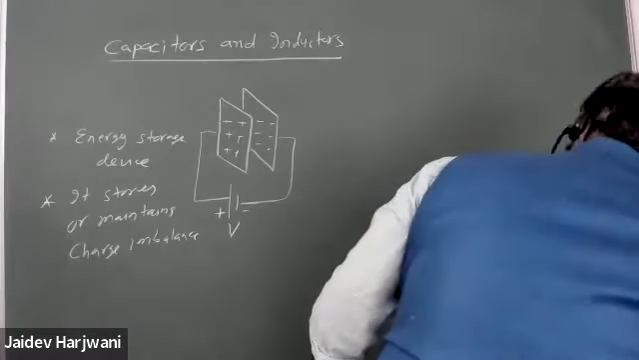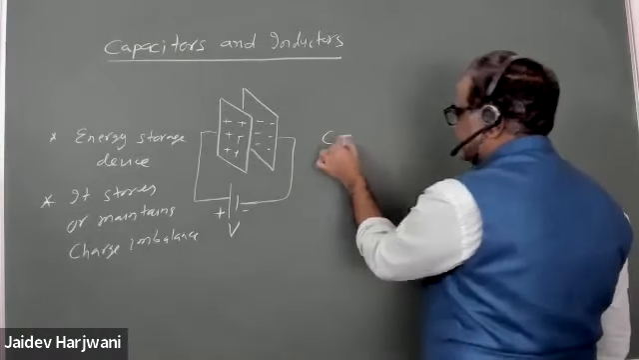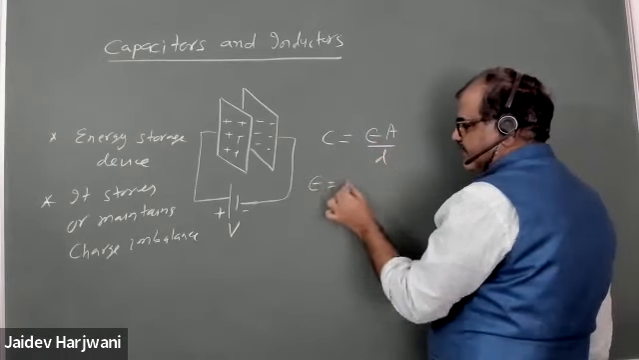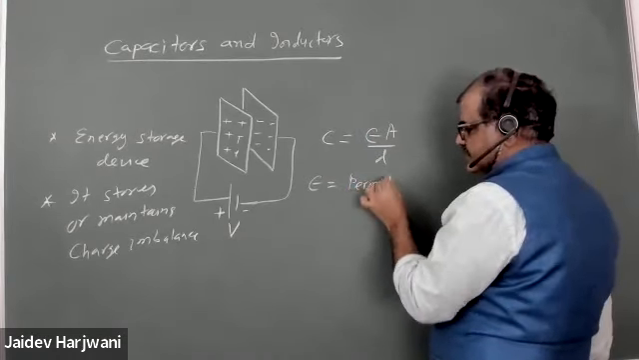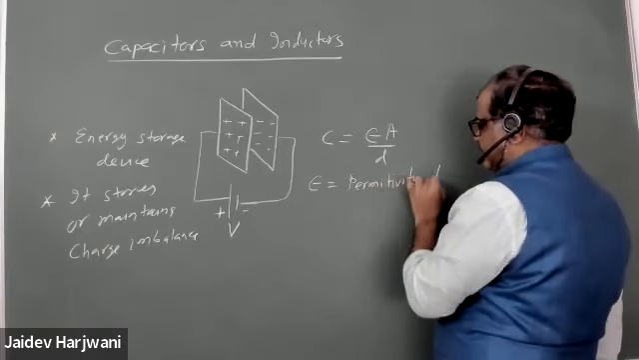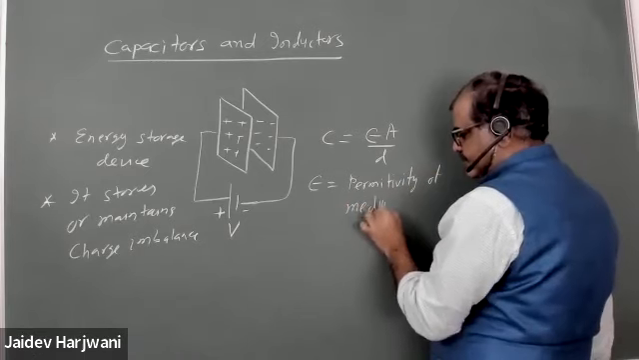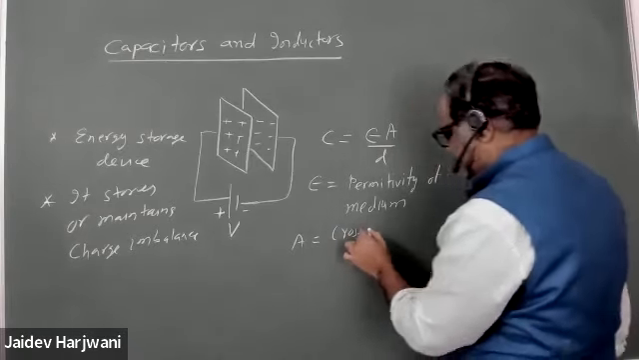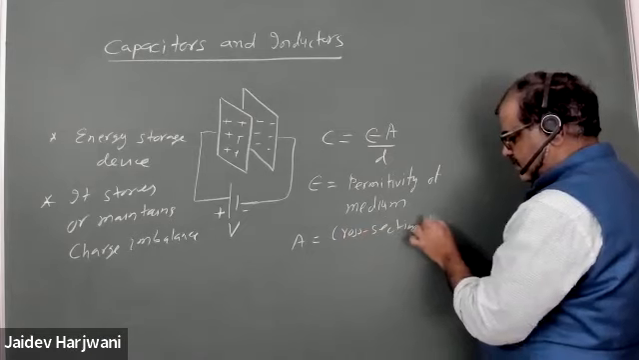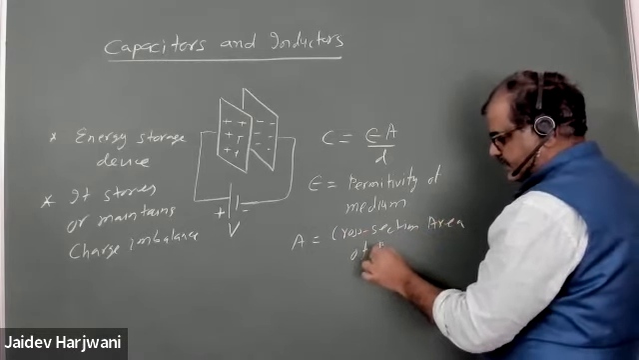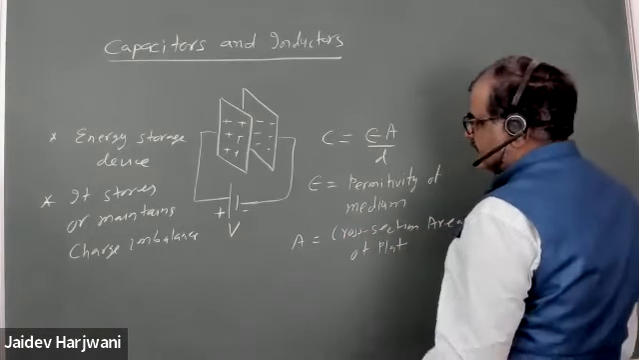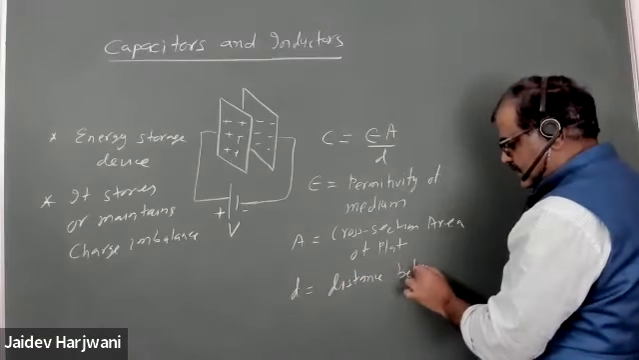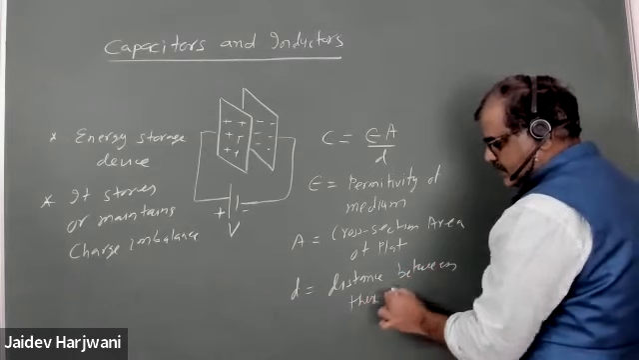All of you know that the C for a parallel plate capacitor is given by E A by D, where E is the permittivity of the medium filled between the plates, A is the cross-section area of the plates, and D is the distance between these plates.